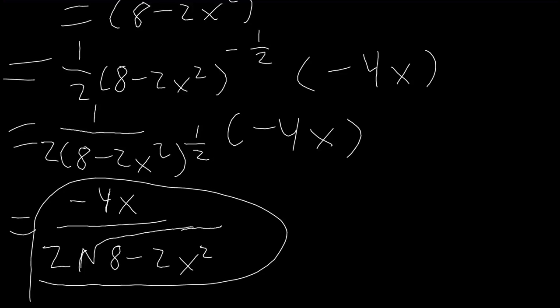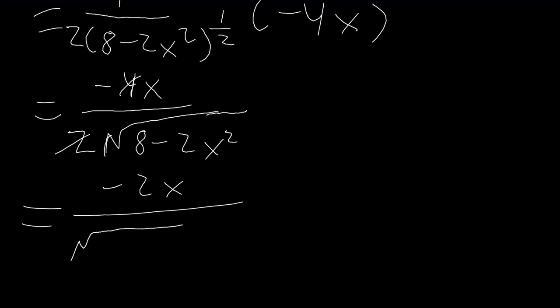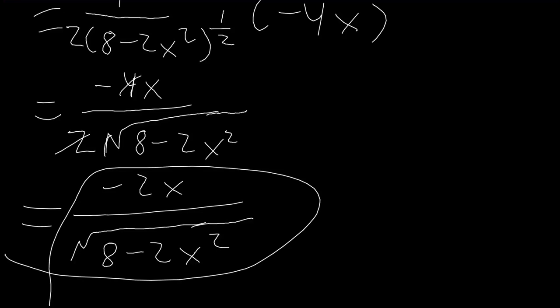Whoa, wait, sorry. We can simplify this a bit further actually by canceling the 4 and 2. So it's going to be negative 2x over the square root of 8 minus 2x squared. And that's the final simplified answer.